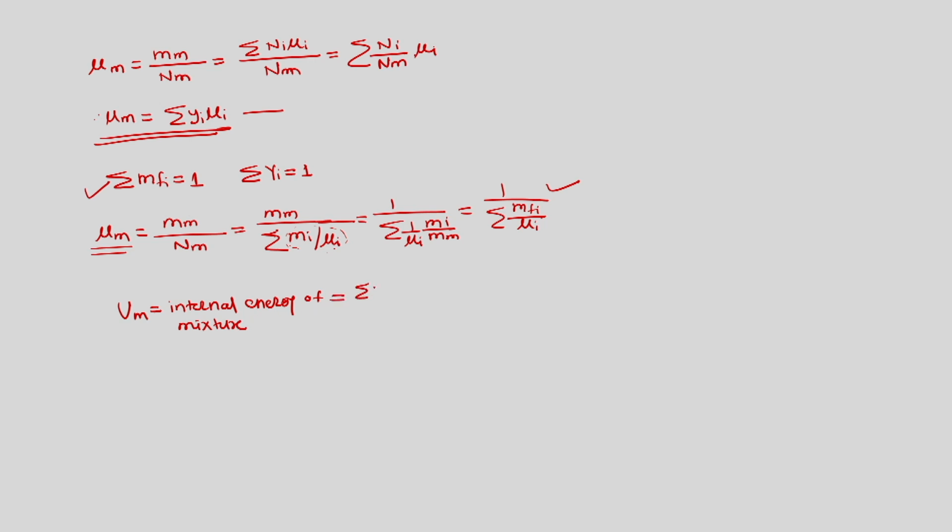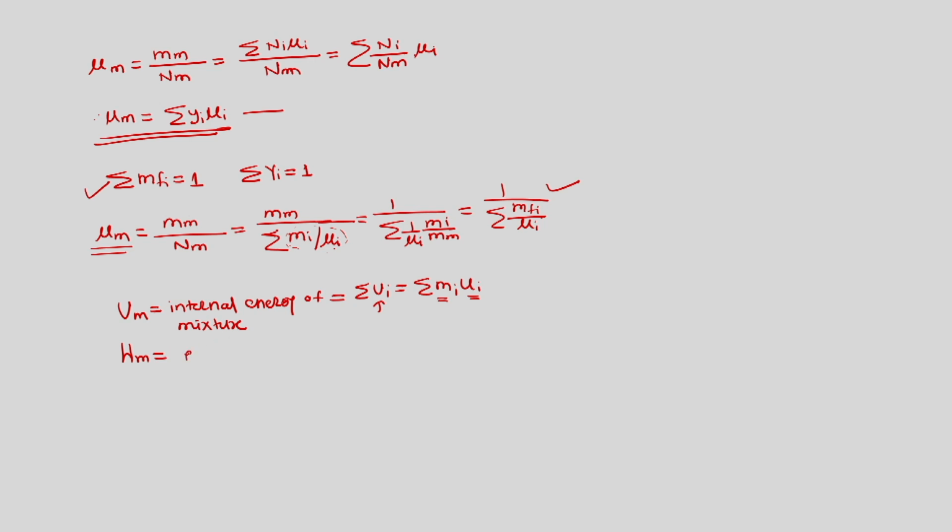Suppose Um is the internal energy of the mixture, then it is equal to the summation of all internal energies, Ui. This Ui is extensive, we can make it intensive, so we can write it as Mi into ui. This is the specific internal energy of the ith component into the mass of the ith component, summed over all components, which will give us the internal energy of the mixture.